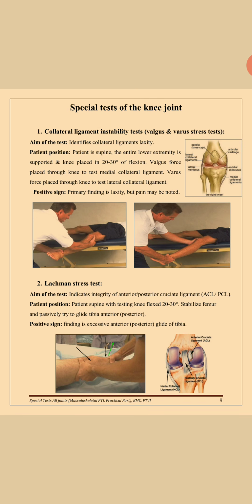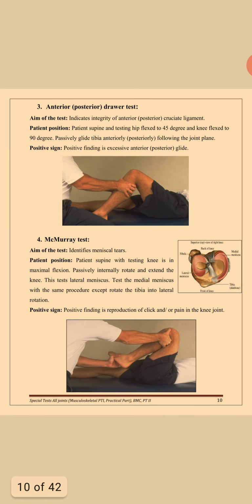Positive sign: the finding is excessive anterior posterior glide of the tibia. Anterior drawer test. The aim of the test is to indicate the integrity of the anterior cruciate ligament. Patient position: patient supine and testing hip flexed to 45 degrees and knee flexed to 90 degrees. Passively glide the tibia anteriorly and posteriorly following the joint plane. Positive sign: the positive finding is excessive anterior glide.